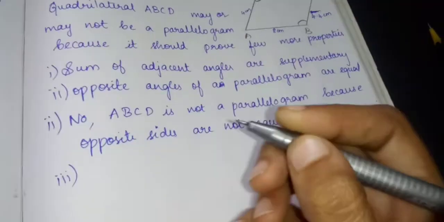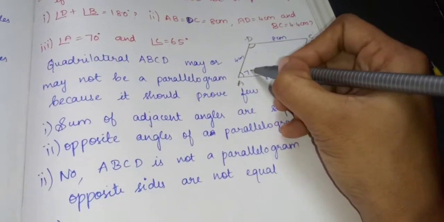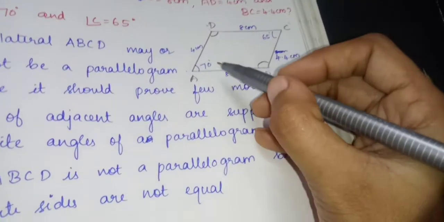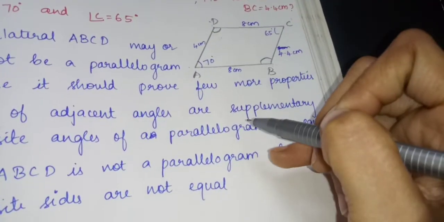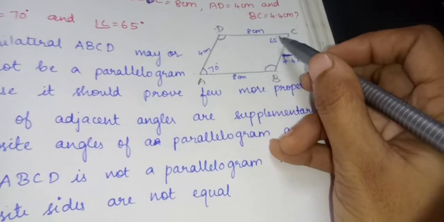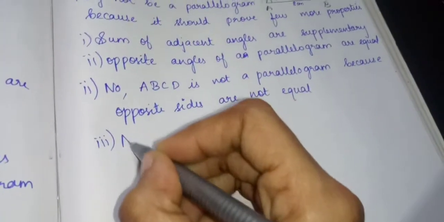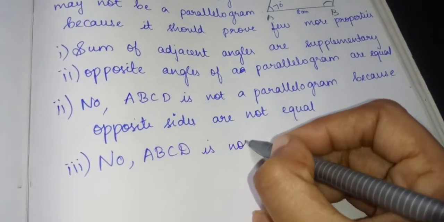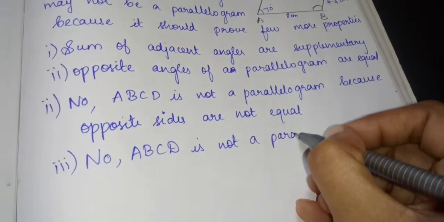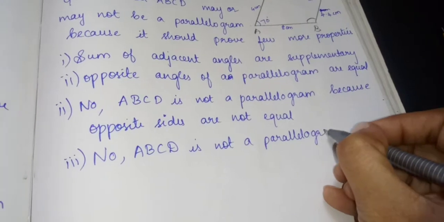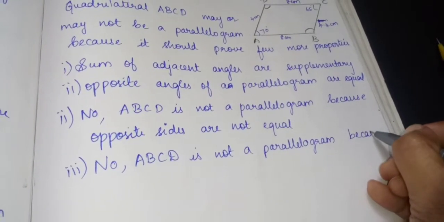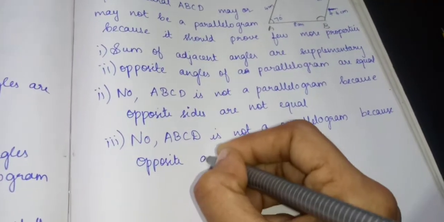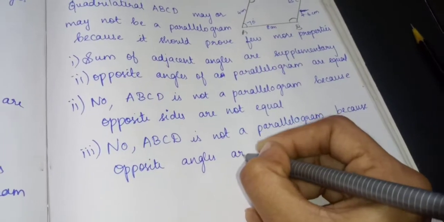Third subdivision, angle A is equal to 70 degree, angle C is equal to 65 degree. Actually, opposite angles should be equal, but here it is 75, it is 65, not equal. So, no, ABCD is not a parallelogram because opposite angles are not equal here. Opposite angles are not equal.